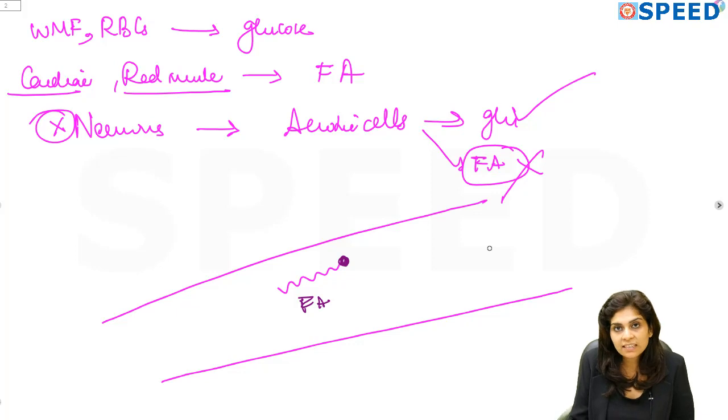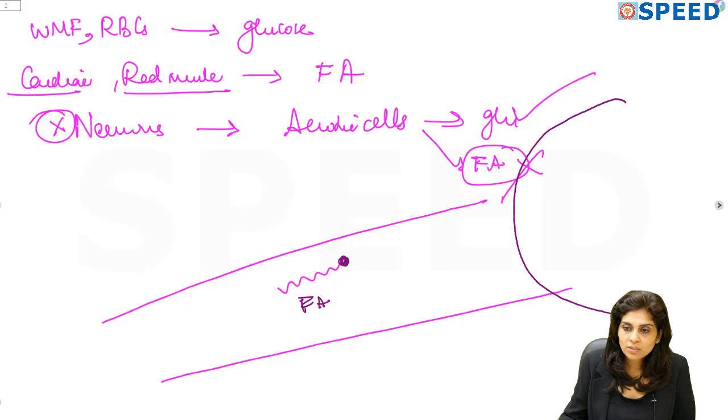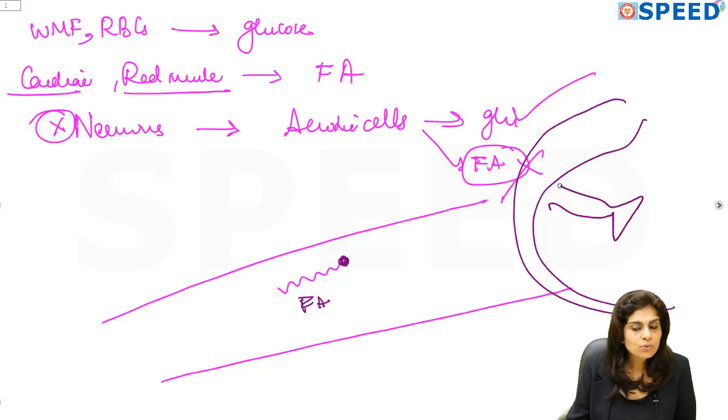So non-polar fatty acid cannot be soluble in plasma. To make it soluble, it is conjugated with albumin. And anything which is conjugated with albumin cannot cross the blood-brain barrier. So your neurons do not have access to fatty acid. So neurons have evolved to utilize glucose instead. Do you understand this? So what is the preferred fuel for your neurons?